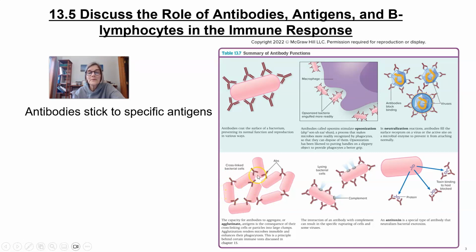And so what can happen is now that white blood cell can just come over and take one gulp and consume or remove this whole clump of pathogens from the blood, rather than having to engulf each one separately. So that's just a lot more efficient. There's all sorts of things that antibodies do that enhance the immune response.